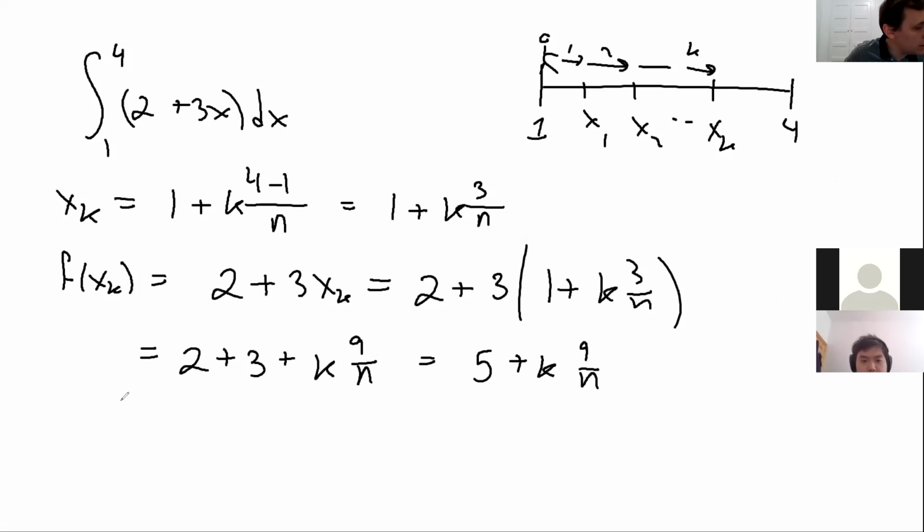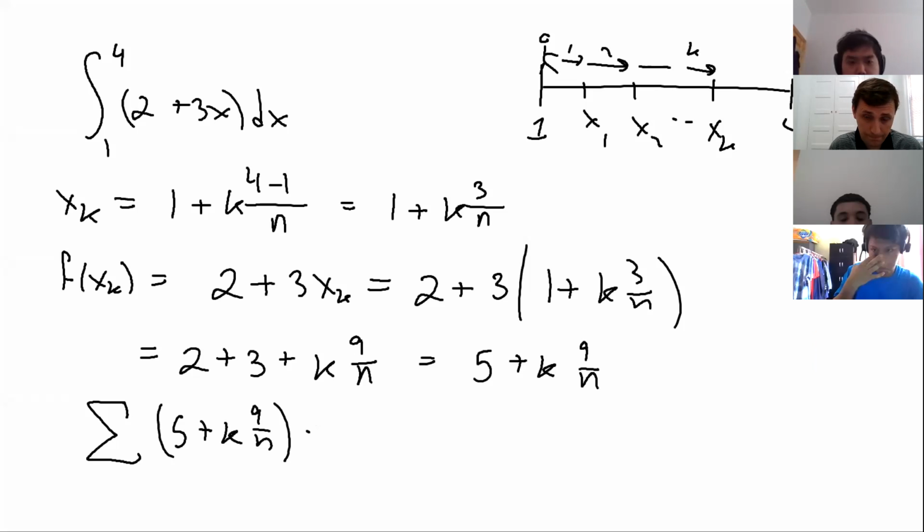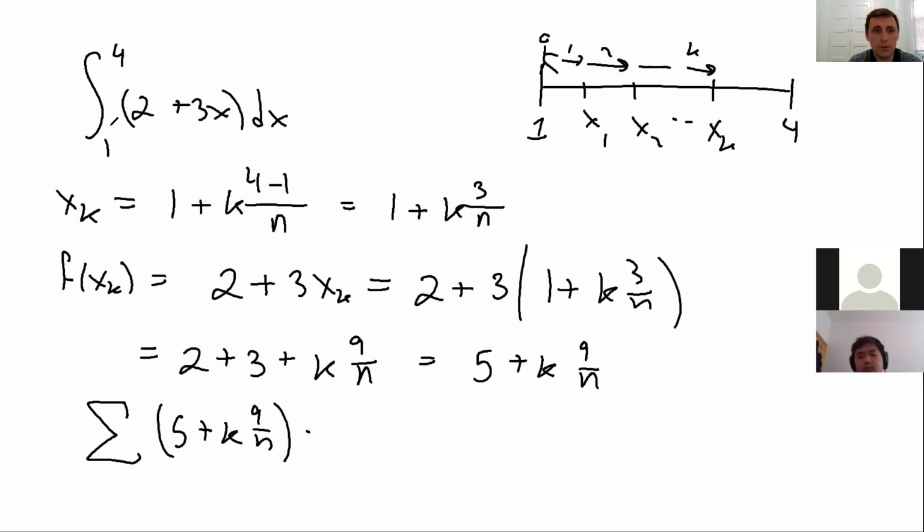And then what do I need to do? I need to take this 5 plus k 9 over n and multiply it by what, please? Please, in your comments, what do I multiply it by? Simplest question. Thank you, 3n. Because the width of the block is 4 minus 1 over n. So by 3n, that's the width of the block. That's now the area.